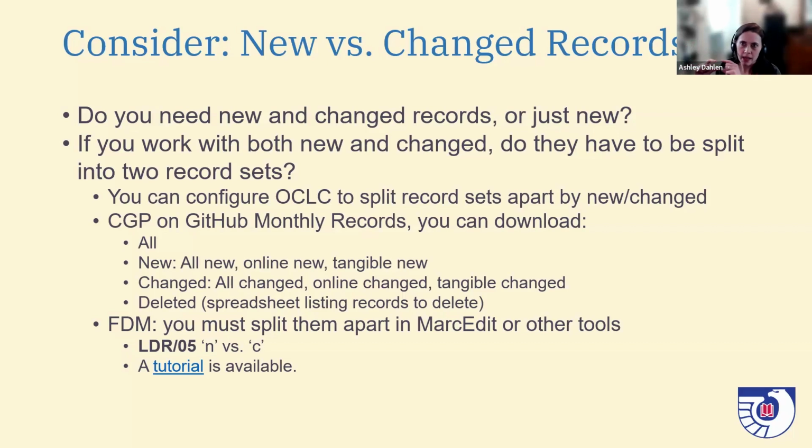There's a spreadsheet of all of the catalog records that have been deleted from the CGP. So if you want to, you can go in and see that. If you're going to use FDM though, unfortunately right now you cannot split apart new from changed.